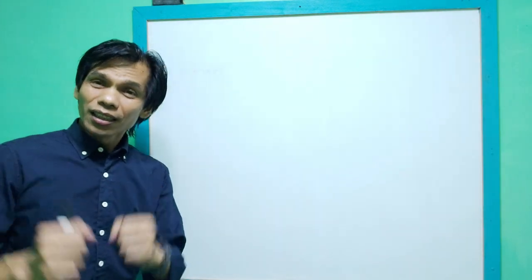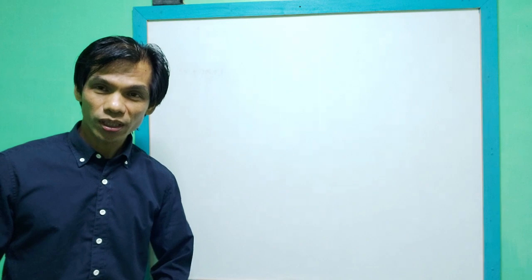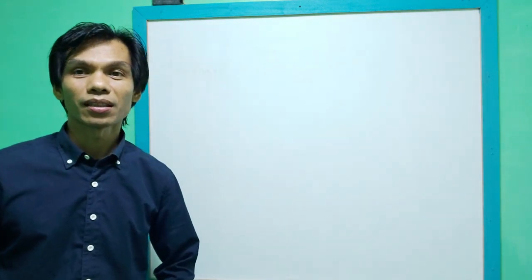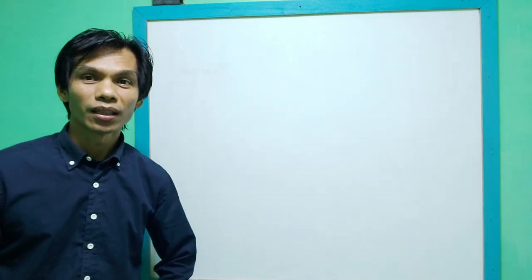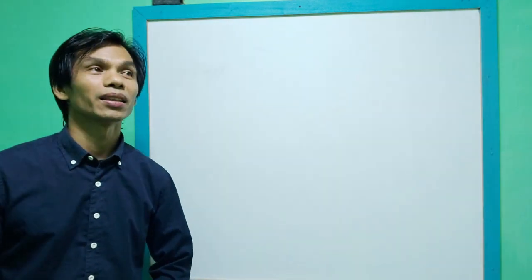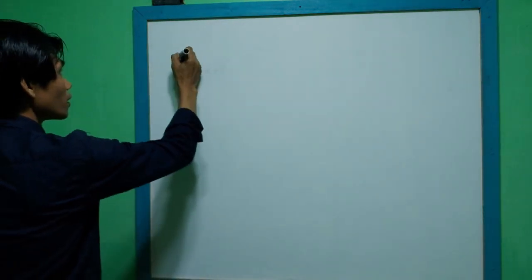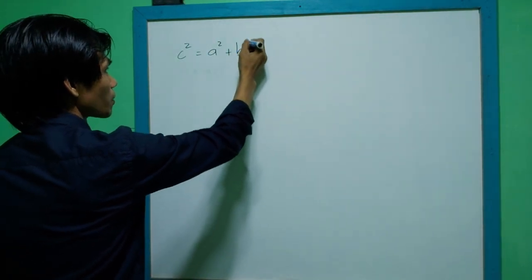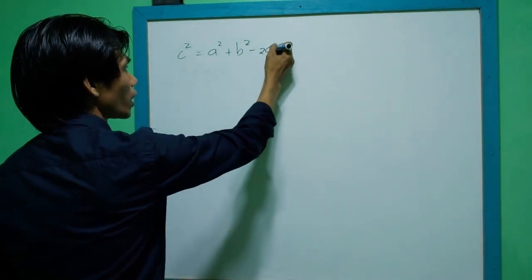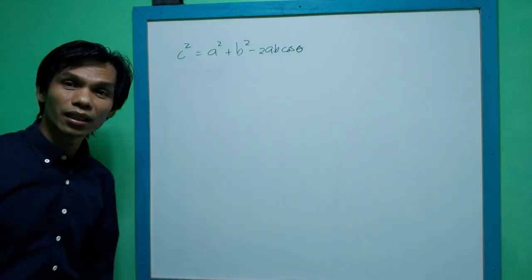Ngayon, gusto ko lang ipakita sa inyo kung gaano ka-powerful ang cosine law sa mathematics. Maalala niyo pa yung formula ng cosine law at saan ginagamit? Ang formula niya is c squared is equal to a squared plus b squared minus 2ab cosine of the included angle theta.